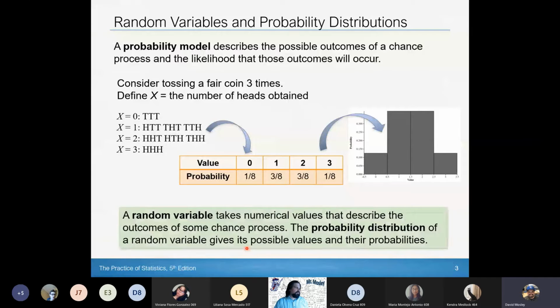A random variable takes numerical values that describe the outcomes of some chance process. The probability distribution of a random variable gives its possible values and their probabilities. So the random variable X can have the values 0, 1, 2, or 3, and the distribution is the table or the histogram.